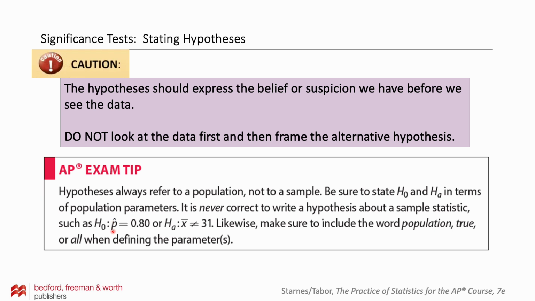So you should not use a p-hat or an x-bar. It should either be a p or the mu, for example. Likewise, make sure to include the word population or the word true or all when defining the parameter. So if we're going back to the previous one, notice I stated the true mean. We're talking about the population there.